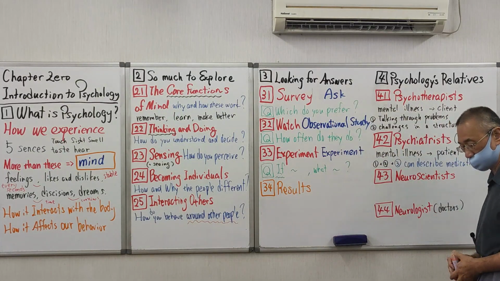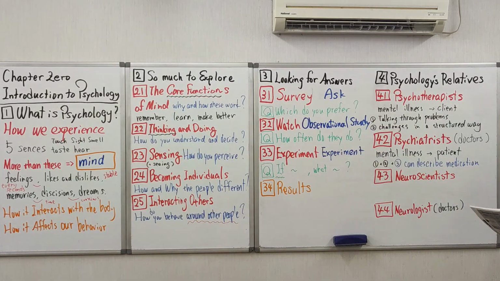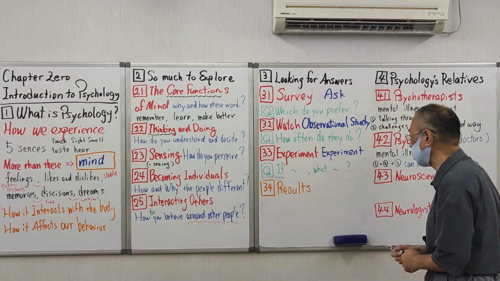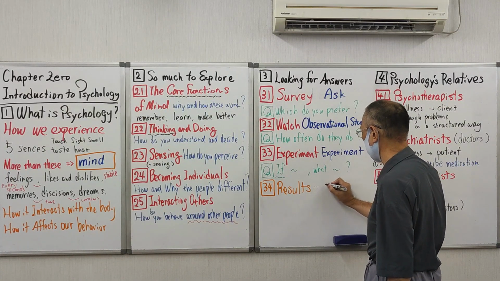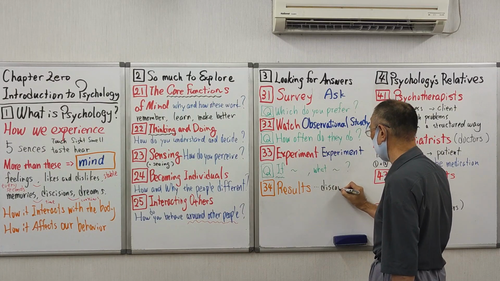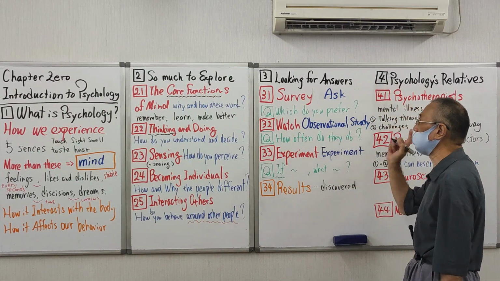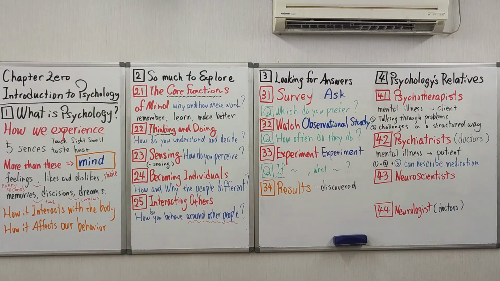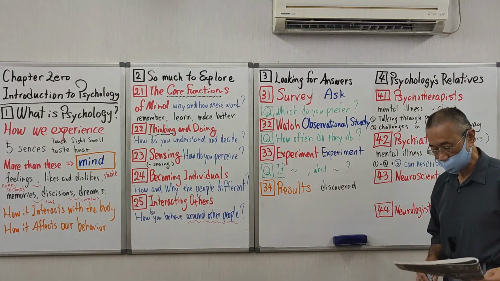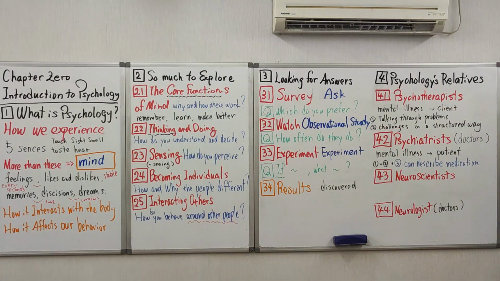There come up results. Results are everything that is discovered by watching, asking, or experiments. And all the results, the result in action, is here at the bottom you can see. That is sometimes what psychologists use to find practical real world problems.